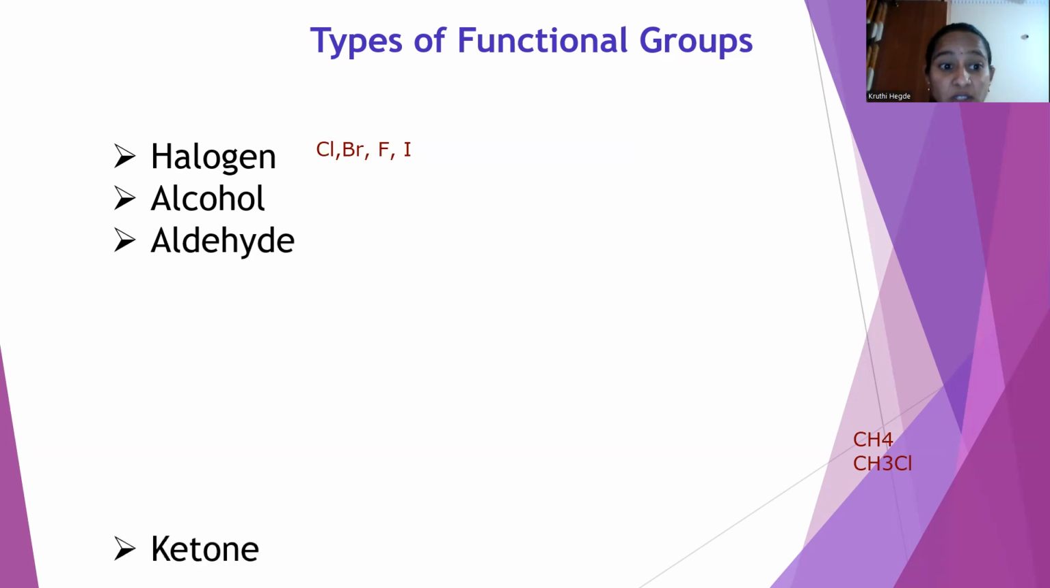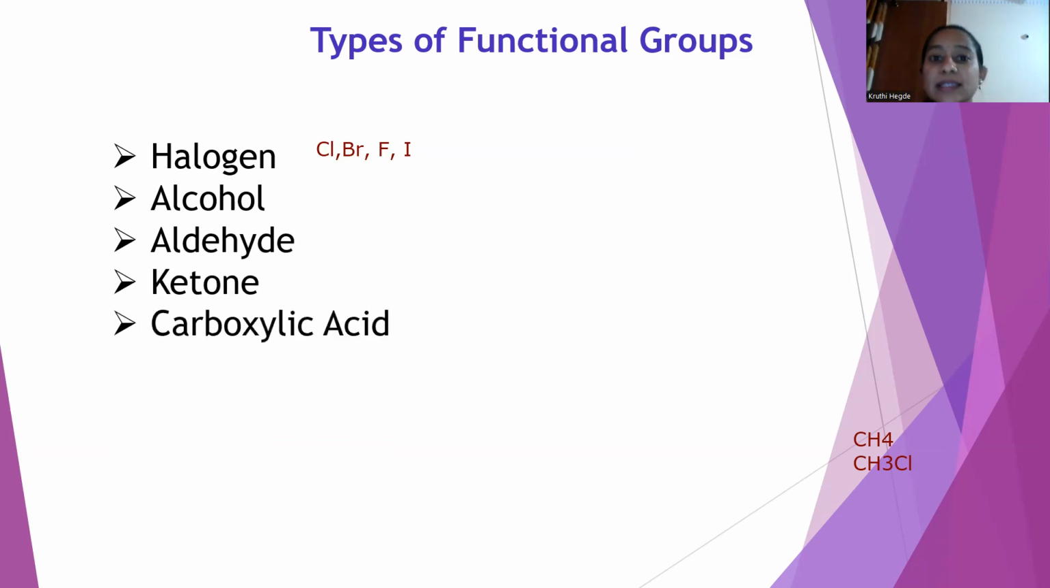Aldehyde is another functional group. Ketone is one more. Carboxylic acid is another. So you have to remember these 5 functional groups. ನಿಮಗೆ 10th ಇರೋದು 5 ಮಾತ್ರ. Halogen, alcohol, aldehyde, ketone and carboxylic acid. So which is aldehyde, alcohol, ketone, carboxylic acid? Halogen I have given, that it is chlorine, bromine, fluorine and iodine. So let us know which are these other four.